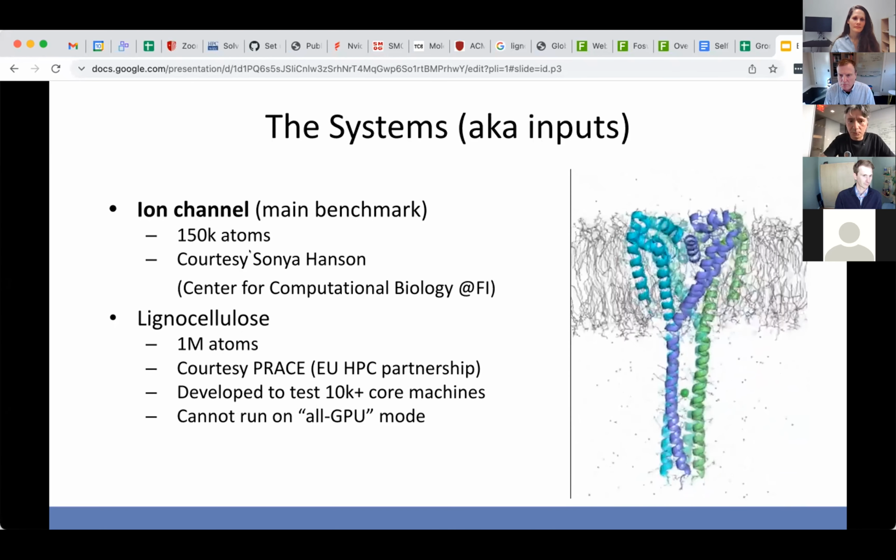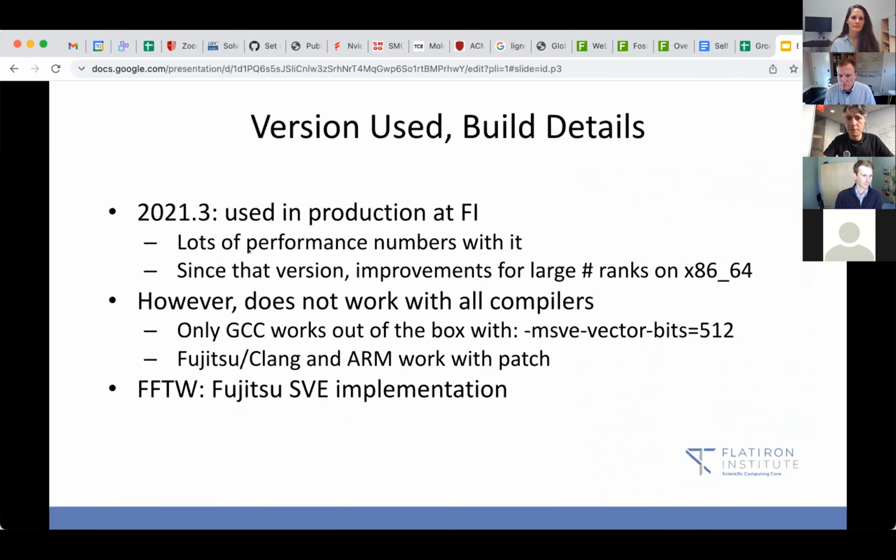Now let's go directly into the versions I used. I went with 2021.3. Usually you have up to 4 to 5 updates of Gromacs every year. Why this version? First of all, it's the one we use in production here at Flatiron Institute, so I have lots of performance numbers with it. But also, I noticed that with this version, when you have a large number of ranks per node, it gets you better performance than what you used to see before. So that's why I decided to go with that one.